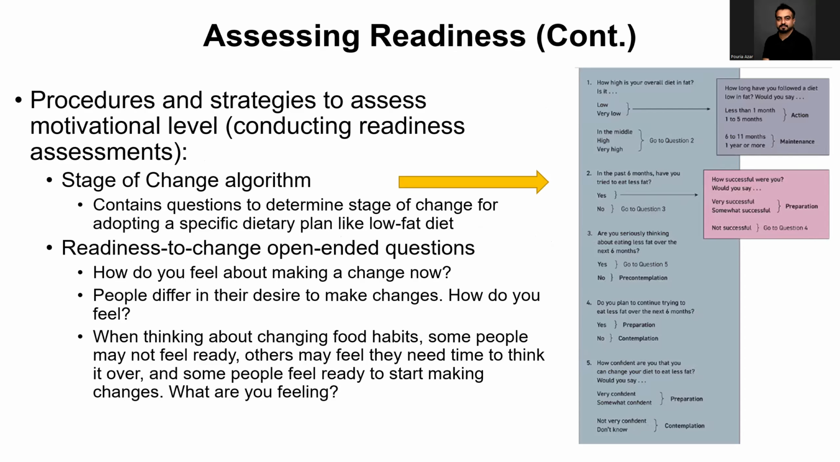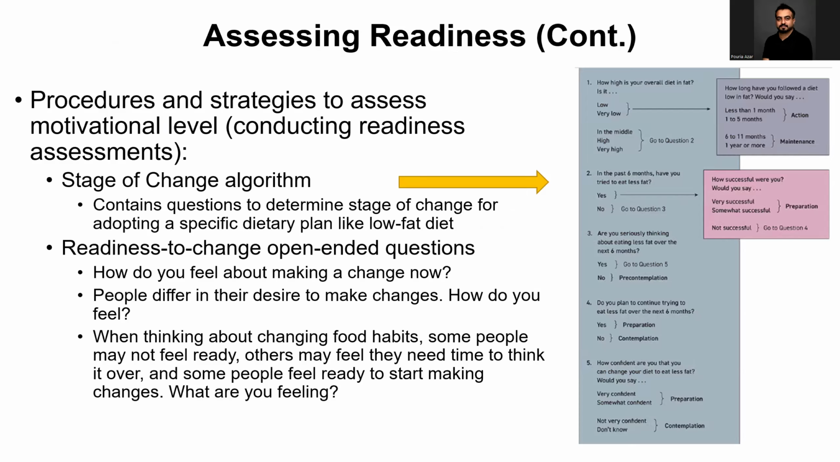So there are different methods, different ways to evaluate the readiness, to evaluate whether clients are at level one, two, or three. So we can use different methods. The one is the stage of change algorithm, which we see on the right side. In this method, we can ask several questions in order to determine the stage of change in order to adopt a specific dietary plan.